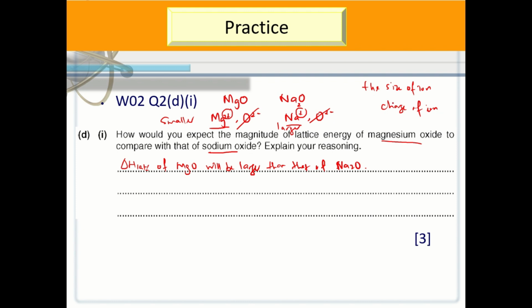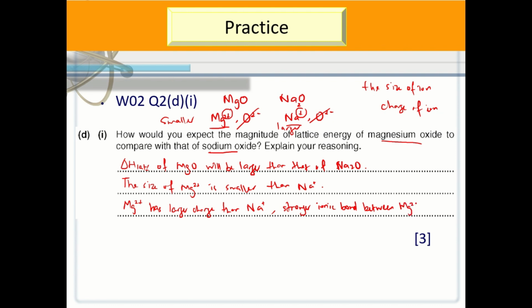Now we explain the reasoning by using these two factors. The size of magnesium ion is smaller than sodium ion. What about the charge? Magnesium 2+ ion has larger charge than sodium ion. Don't forget, your answer must always include this last line: stronger ionic bond between Mg2+ and O2-.